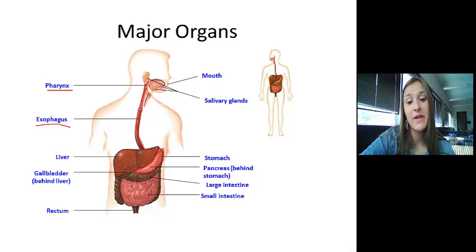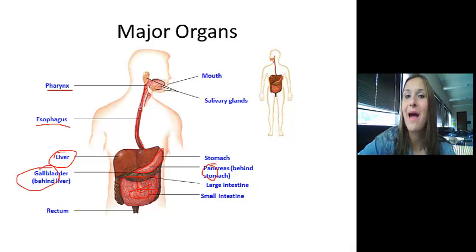Once it's in the stomach, then it's going to go into the small intestine, and then finally into the large intestine. Now you can also see other things that are labeled here, such as the pancreas, the liver, and the gallbladder. Food does not go through these organs, but these organs help to digest things by secreting different enzymes and different molecules that are going to help break down food. But again, food does not go through these.